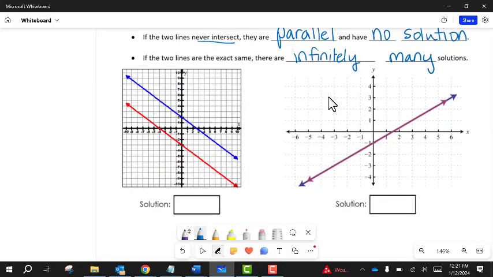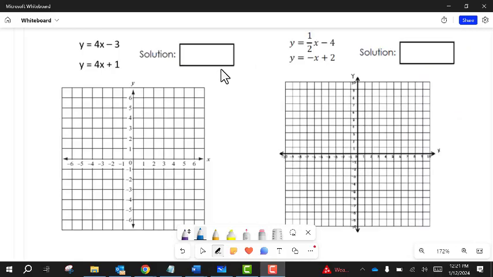All right, in this first example, we have parallel lines that never touch, never cross, never intersect. That means they are parallel, and their answer would be no solution. We can use the abbreviation NS for no solution. In our second example, they are the exact same line, which means there are infinitely many solutions. Again, we can use the abbreviation IMS to represent that.